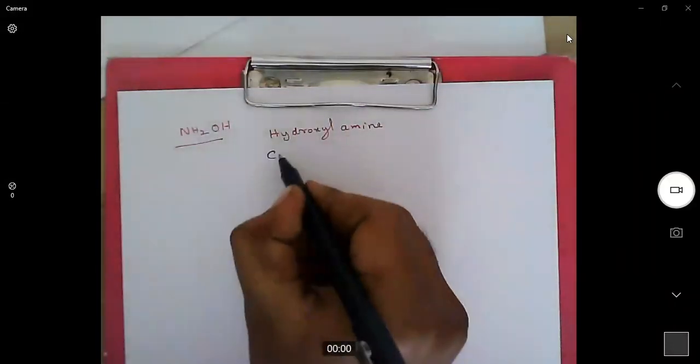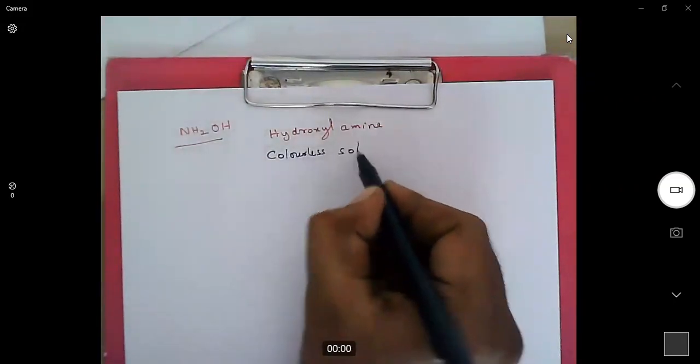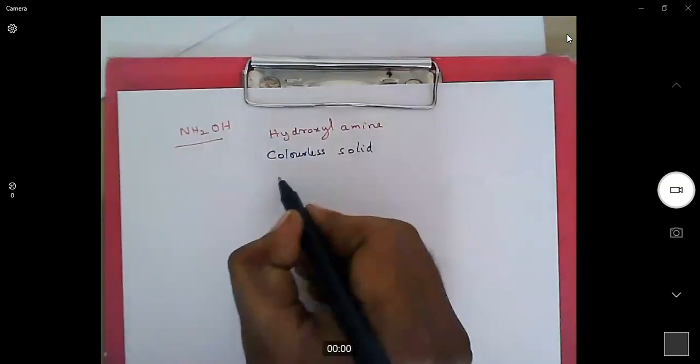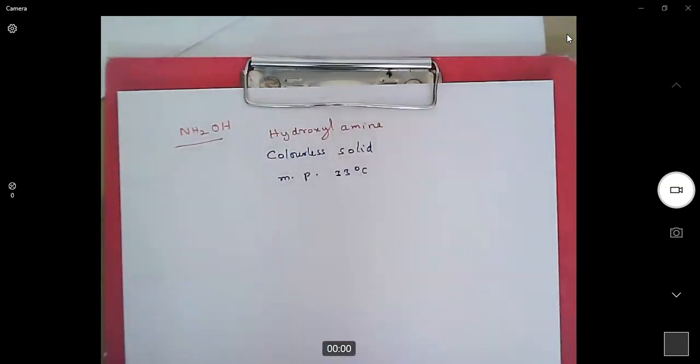Hydroxylamine is a colorless solid whose melting point is 33 degrees centigrade. So its melting point is almost close to room temperature. So generally we observe liquid in the bottle. We never get a solid.